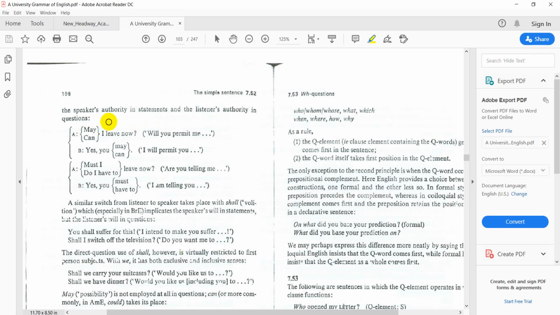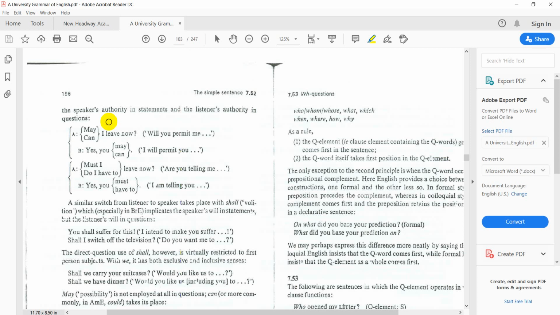What is the meaning here? Suppose we have a speaker and listener. Suppose we have a teacher and a student. So the teacher will be the speaker and the student will be the listener, right? Who asks for permission? The speaker, the teacher, or the student? Of course, it is the student who asks for permission from the teacher, from the speaker. So he or she will ask for permission.